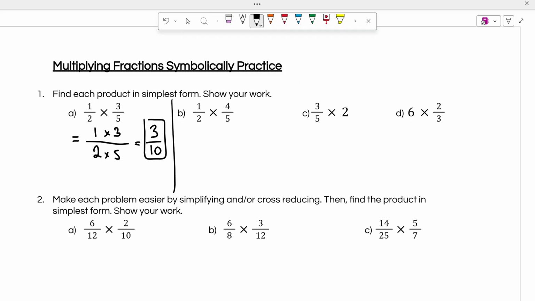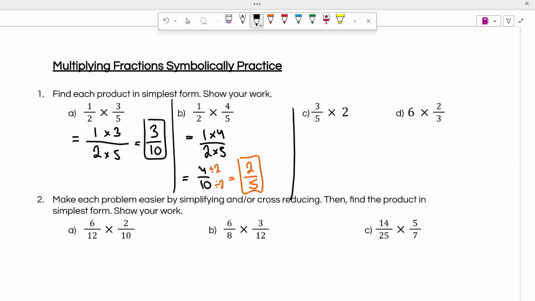For question B, likewise, we're again going to go ahead and do our top times top, bottom times bottom. 1 times 4 on top gives me 4, 2 times 5 gives me 10 on the bottom. Now we do want to go ahead and simplify that. Both those numbers are even, so they do divide by 2, and that gives me 2/5 in simplest form.